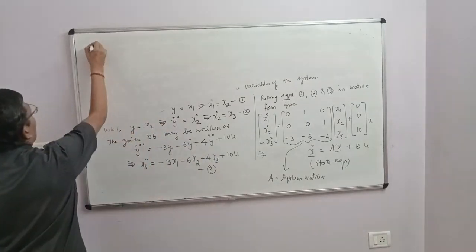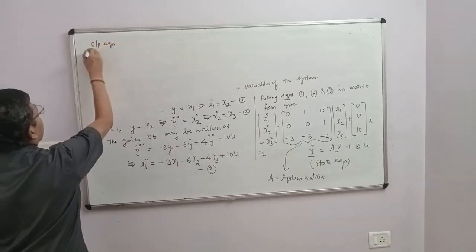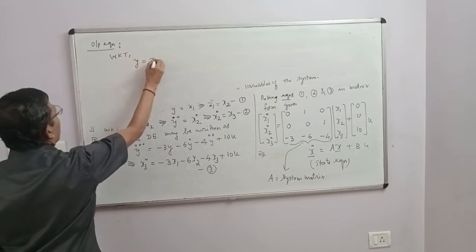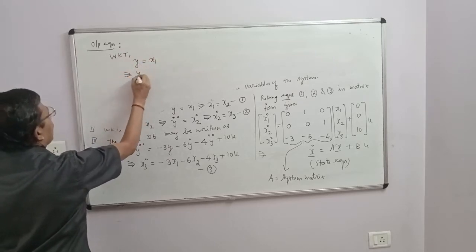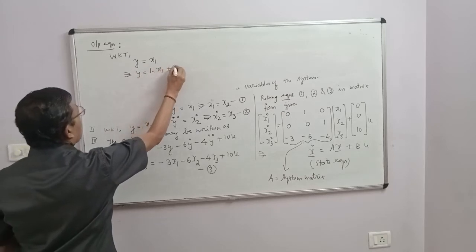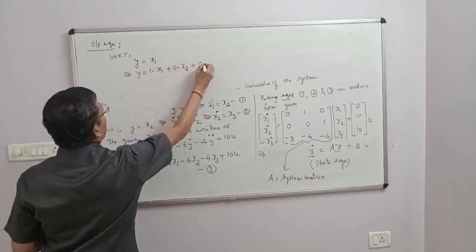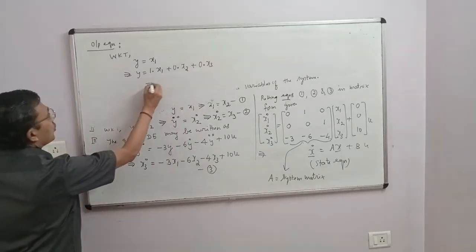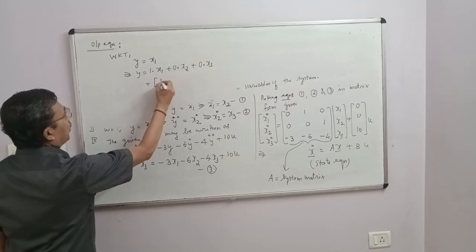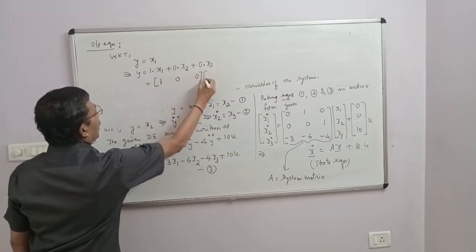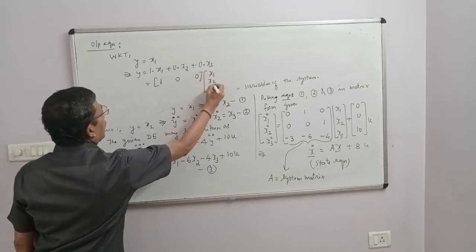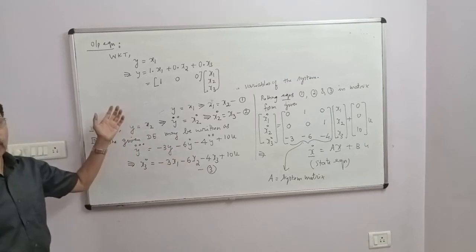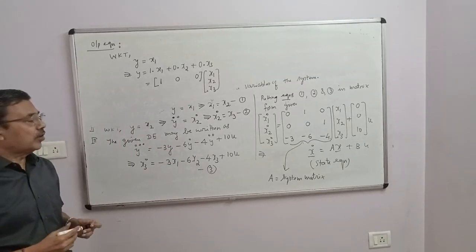Next we have to get the output equation. We know that y is equal to x1. This can be written as 1 into x1 plus 0 into x2 plus 0 into x3. Now this equation will be put in the matrix form. So row matrix 1, 0, 0 multiplied by the column matrix x1, x2, x3. This is the output equation. State equation and output equation put together define the state model of the system.